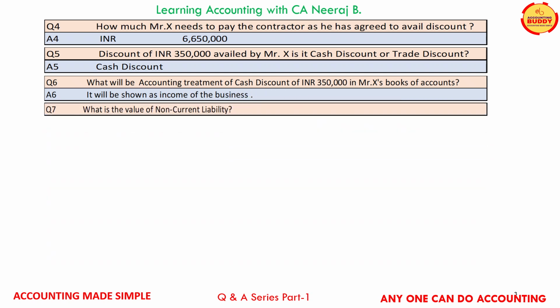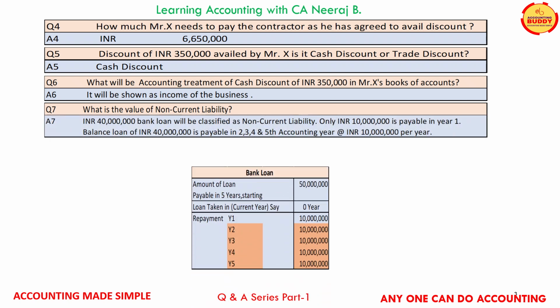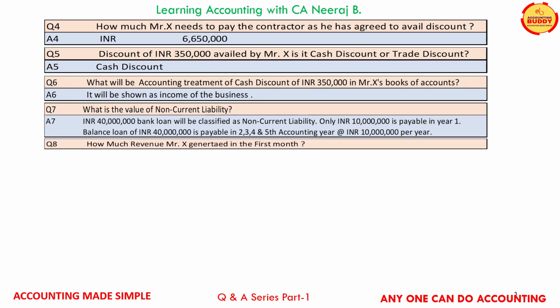Question number 7. What is the value of non-current liabilities? The answer is 40 million, except 10 million payable within next 12 months. Balance amount of 40 million will be treated as non-current liabilities as at the end of the accounting year in which the loan is taken. Question number 8. How much revenue Mr. X generated in first month?